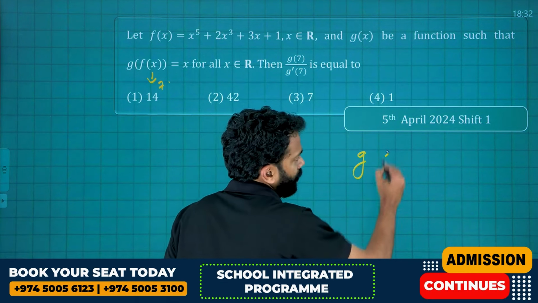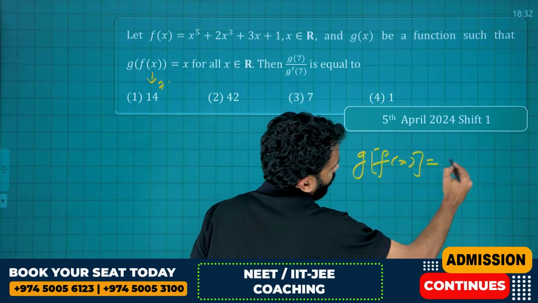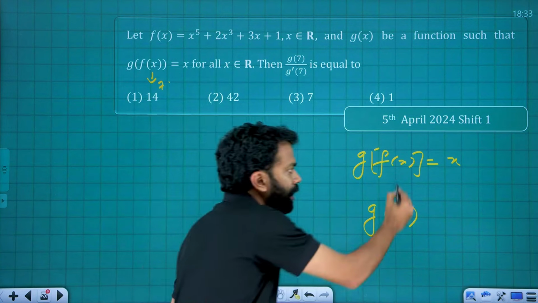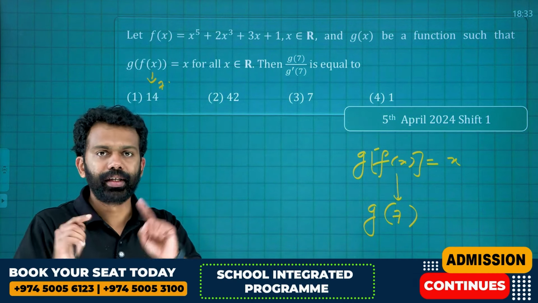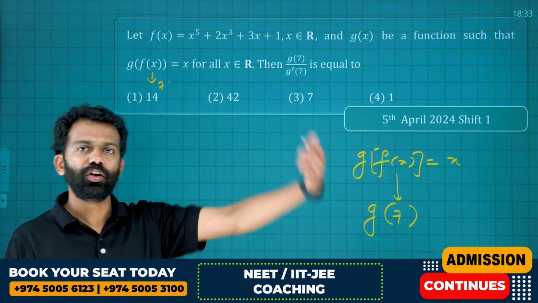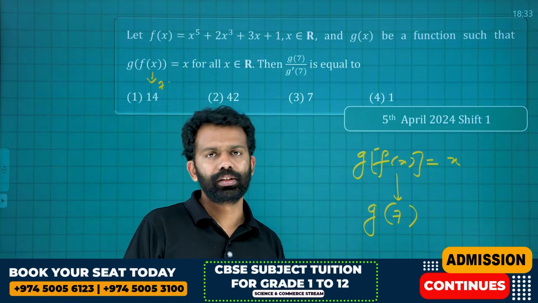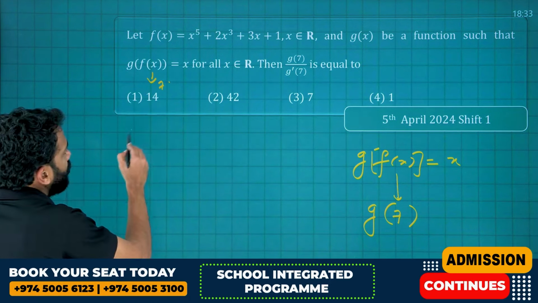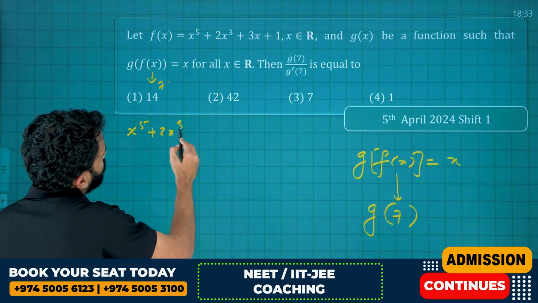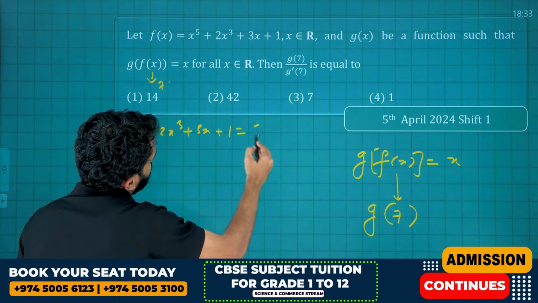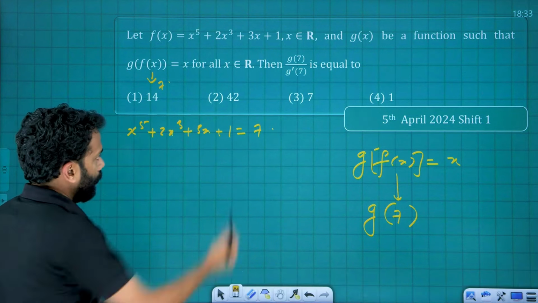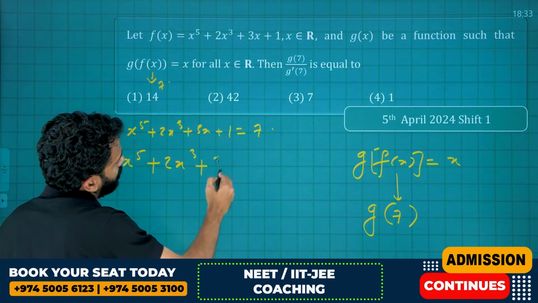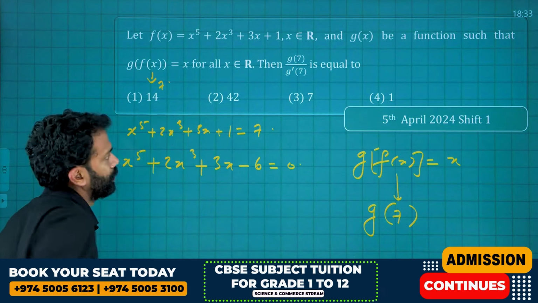That is, we need to convert g of f of x is equal to x in terms like this. f of x should be equal to what? 7. This means that there will be some value of x for which f of x should be equal to 7. We can equate that value like this: x raised to 5 plus 2x cube plus 3x plus 1 is equal to 7. Take this to the left hand side, it will be x raised to 5 plus 2x cube plus 3x minus 6 is equal to 0.